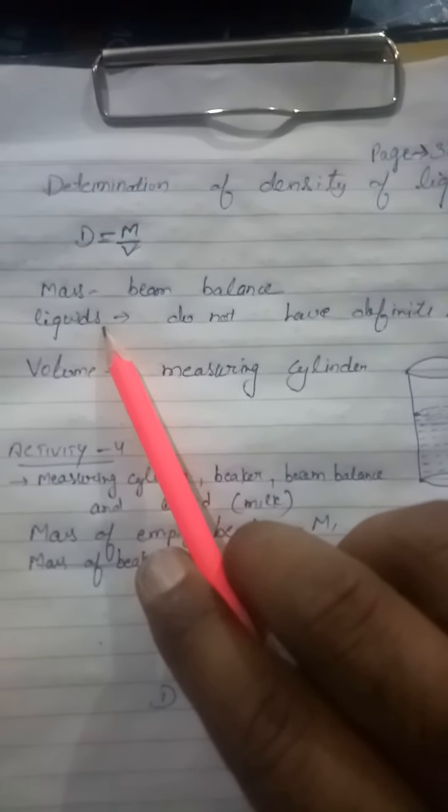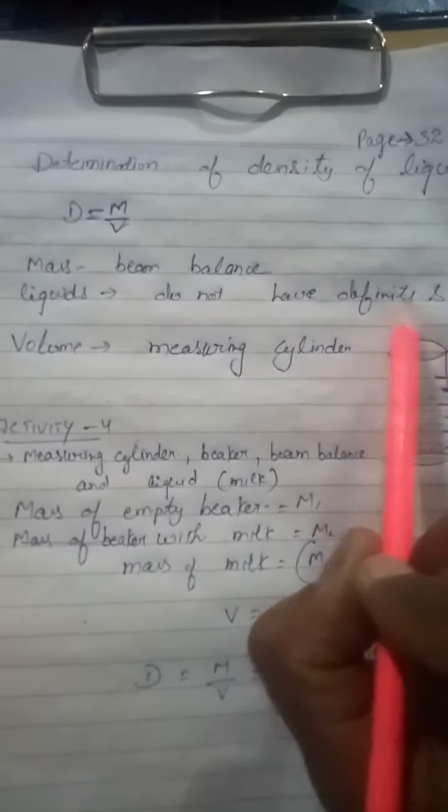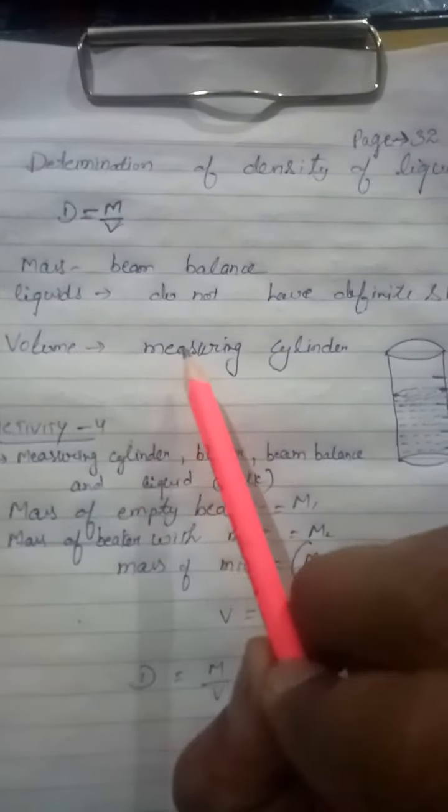Students, once again, now we will determine the density of liquids. As we know, the formula is density equals mass per unit volume. For measuring the mass we require the beam balance again, but in the case of a liquid, to measure the volume we cannot use the formula as we did for regular or irregular solids, because liquids do not have a definite shape. So for measuring the volume of a liquid, we will use the measuring cylinder.